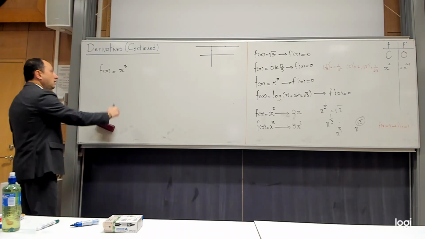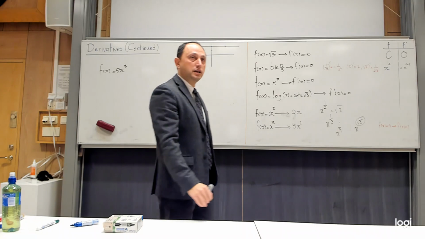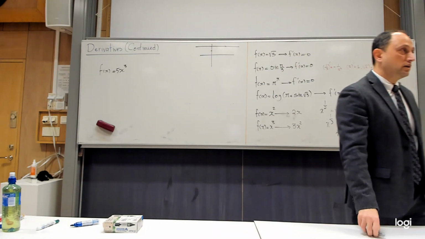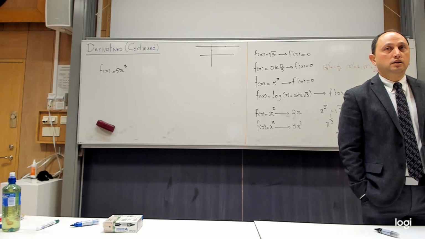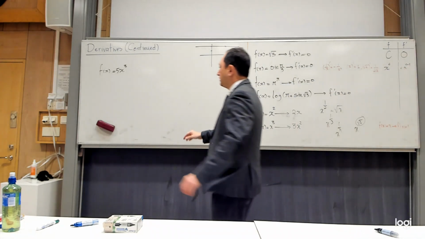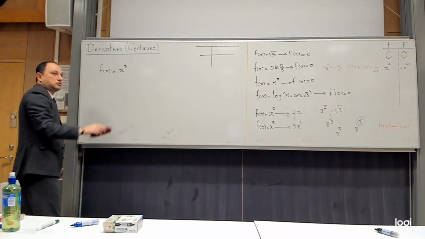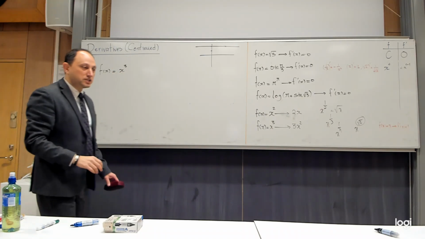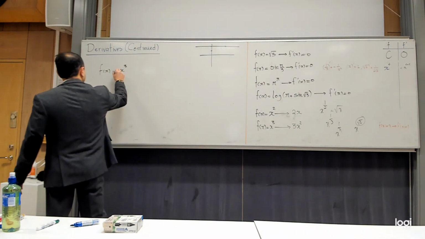Okay, but now I multiply it by 5. Do you know how to differentiate this function? Yes? So you see, if I ask you, can you differentiate this? You would say yes. The answer is 3x squared. But let me just simply change it a little bit by multiplying by a constant 5.